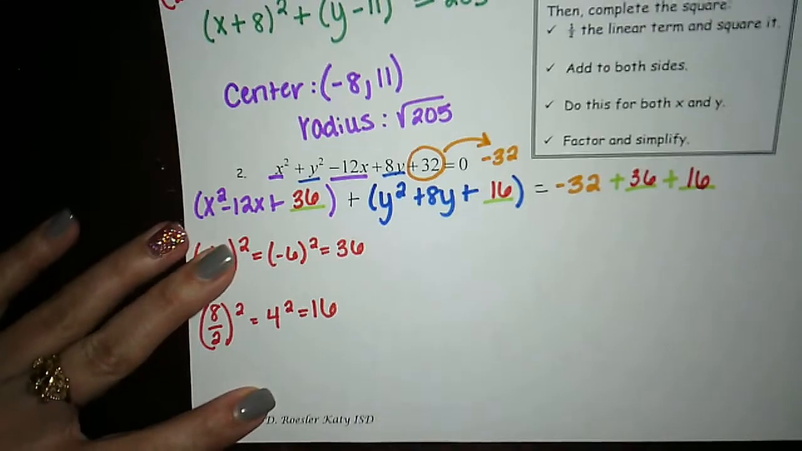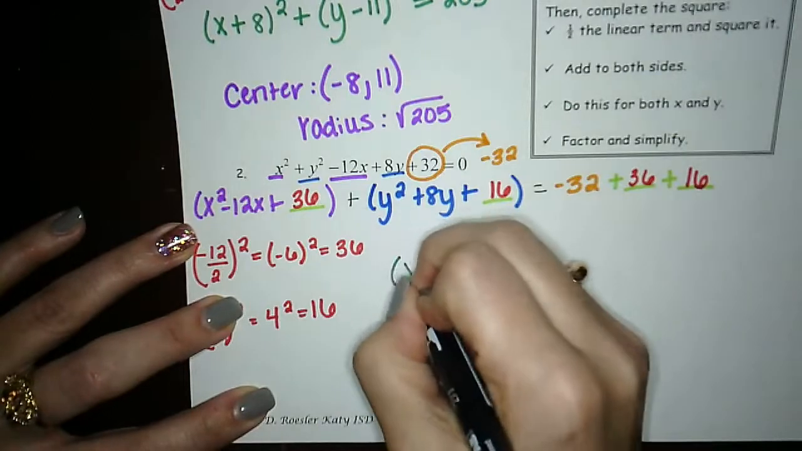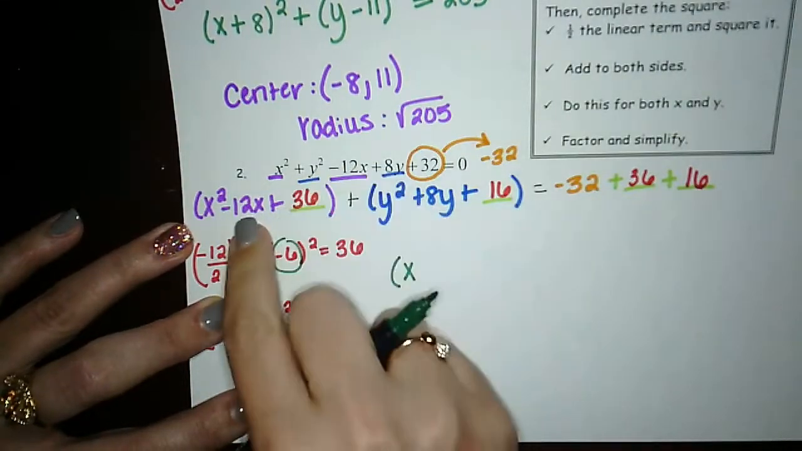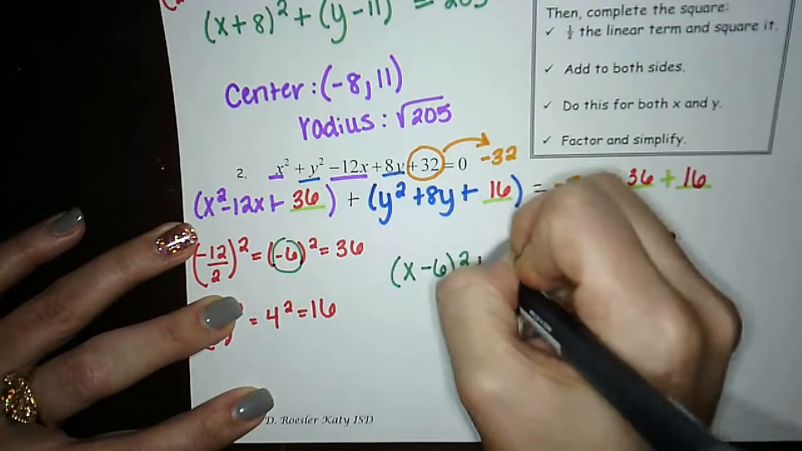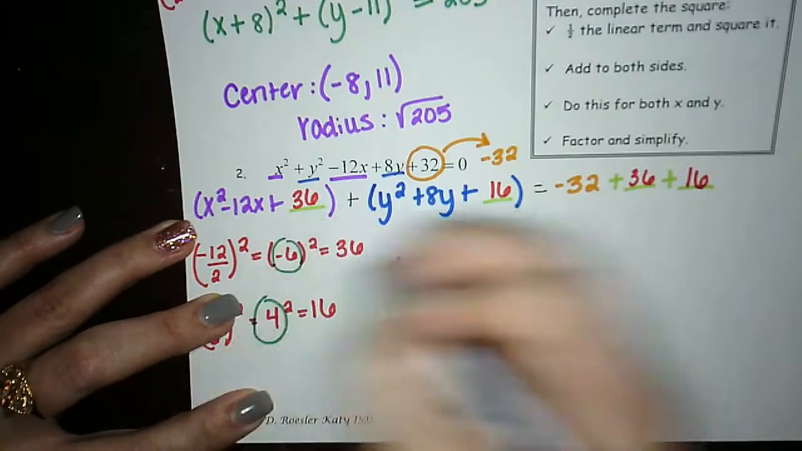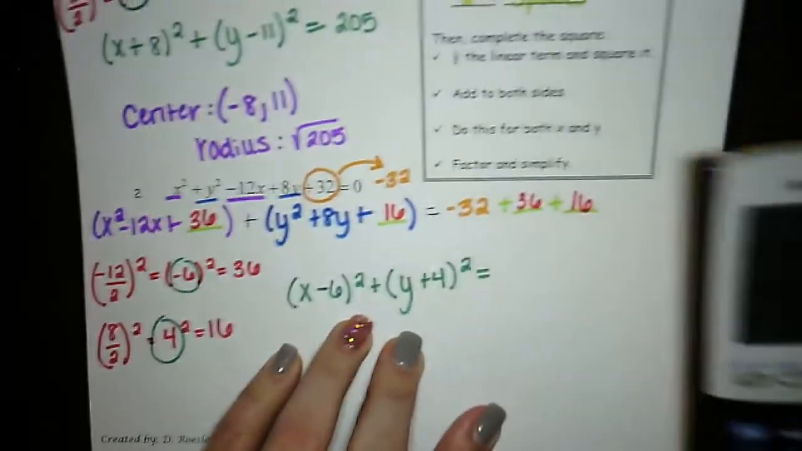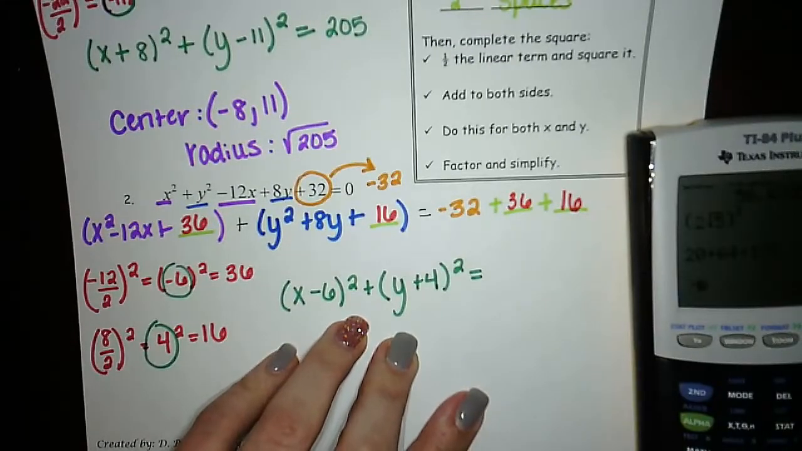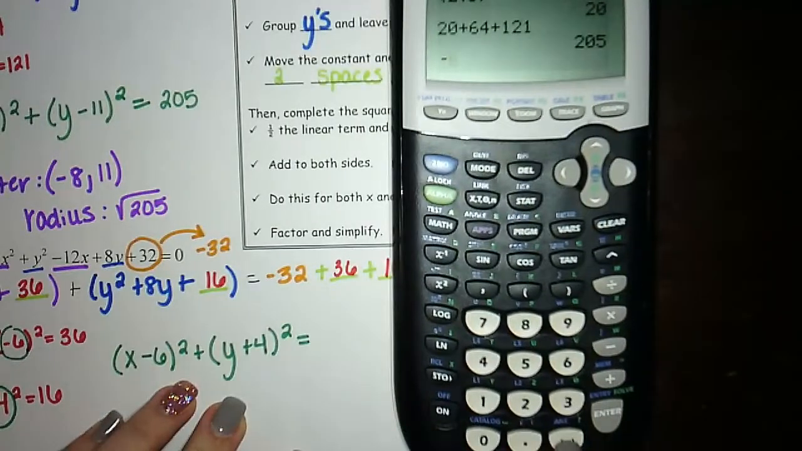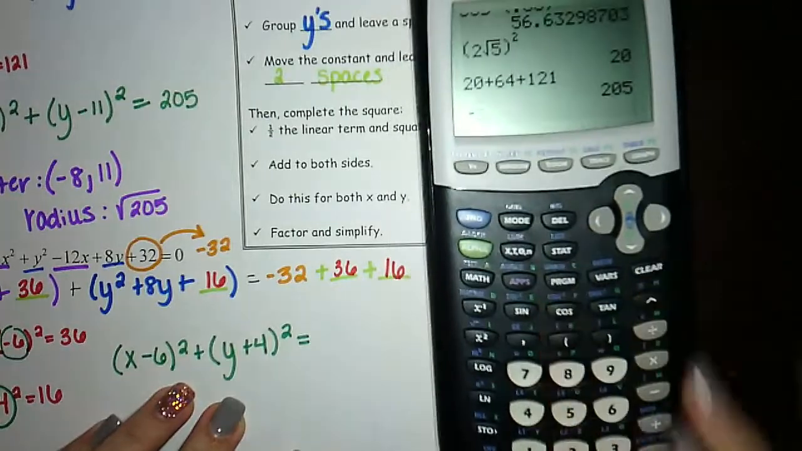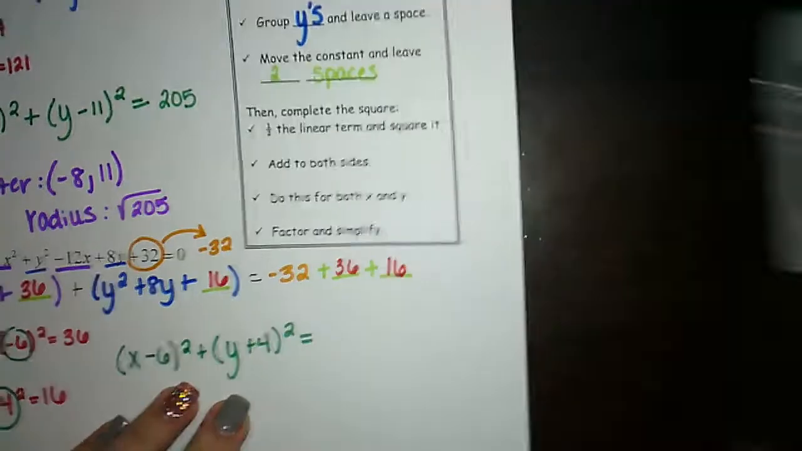So now we factor: variable of the first, sign of the second, square root of 36 is 6. And then y plus 4. And again, use your calculator. Remember, if you're doing negative, you got to use this button. So this button right here, right at the bottom, gives you a negative. So it's negative 32 plus 36 plus 16, and you get 20.